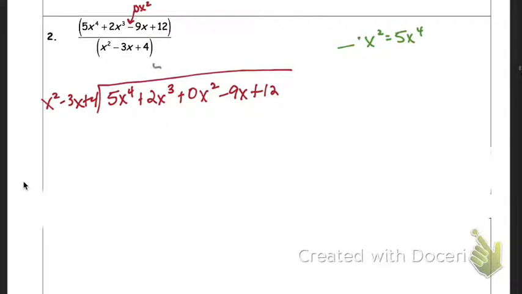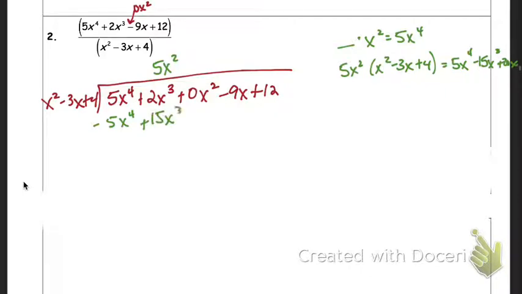5x to the 3rd. Squared? Oh, sorry, squared, yes. 5x squared. And so I have now 5x squared times x squared minus 3x plus 4. And then whenever I rewrite it, I make sure that I switch all the signs. So that's going to be negative 5x to the 4th plus 15x cubed minus 20x squared.